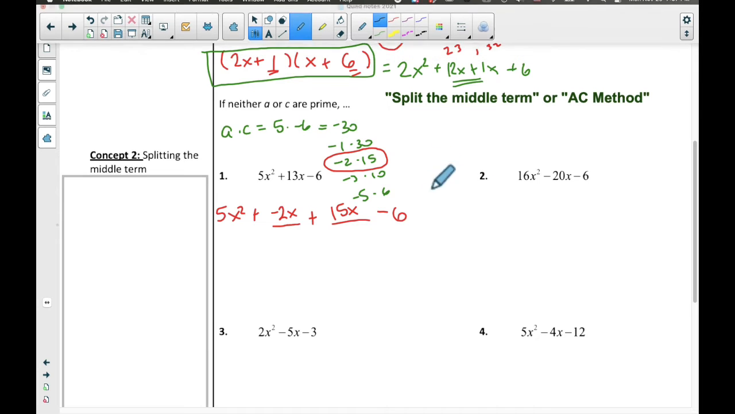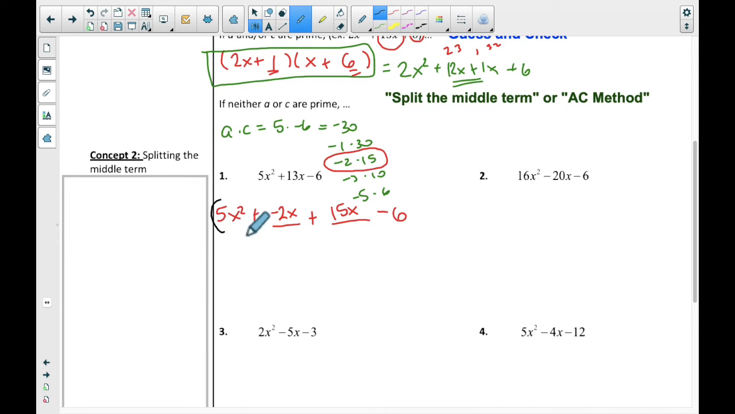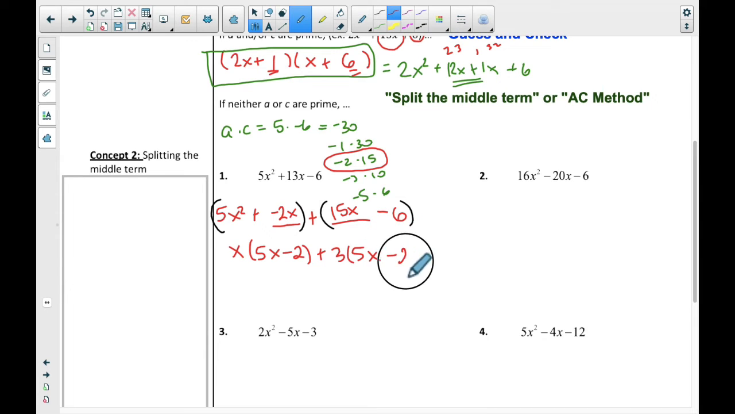Next, I have to do factoring by grouping. That means I group these together, and I group these together, and I look for a GCF. In the first pair here, x is the only thing that can come out. X is my GCF. So I have x times 5x minus 2. I factored out an x. In this one, my GCF looks like 3, so I can take out a 3. And when I take it out, I get 5x minus 2.